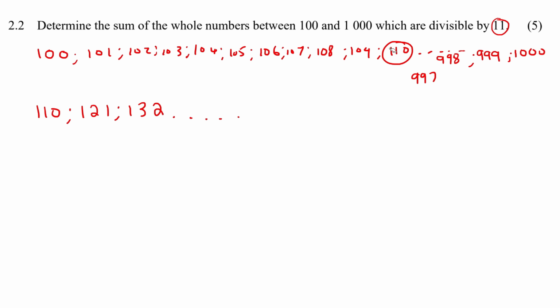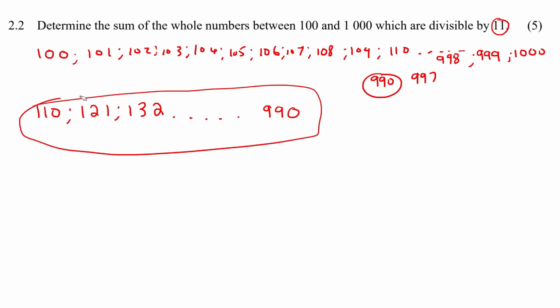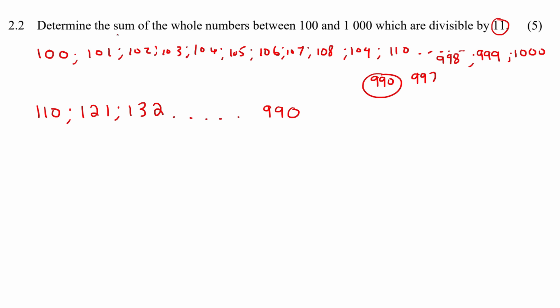990 works. Okay, so 990 is the biggest number we can get in this sequence that is divisible by 11. So that'll be the last term in this sequence over here. Okay, so from this, we have more than enough information to be able to calculate the sum.